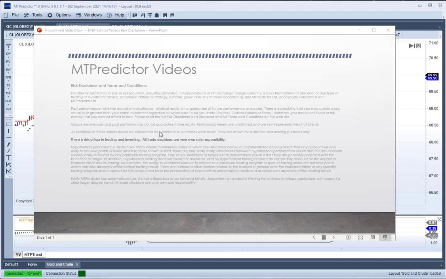But first, let's look at our risk disclaimer and just remind you that all examples in these videos should be considered as hypothetical. No trades are actually taken, they're just shown for illustration and trading purposes only. Remind you there's a risk of loss in trading and investing. Put another way, all professional traders know and understand, but more importantly accept that losses can and will and do unfold.